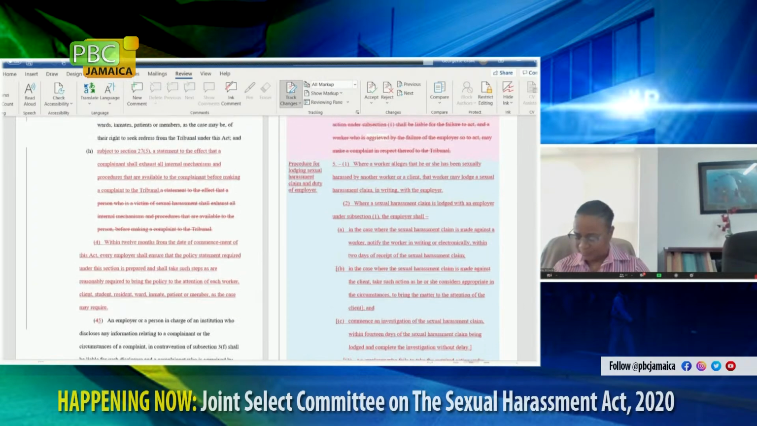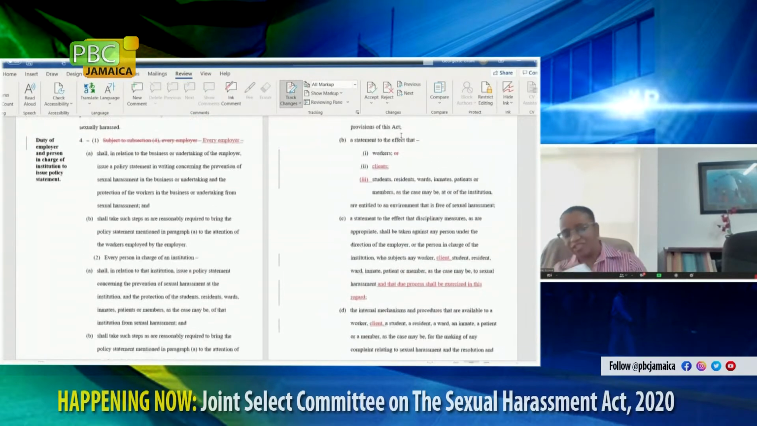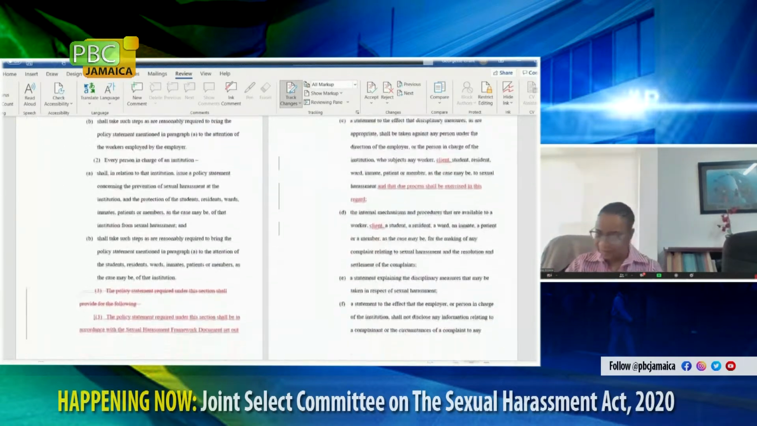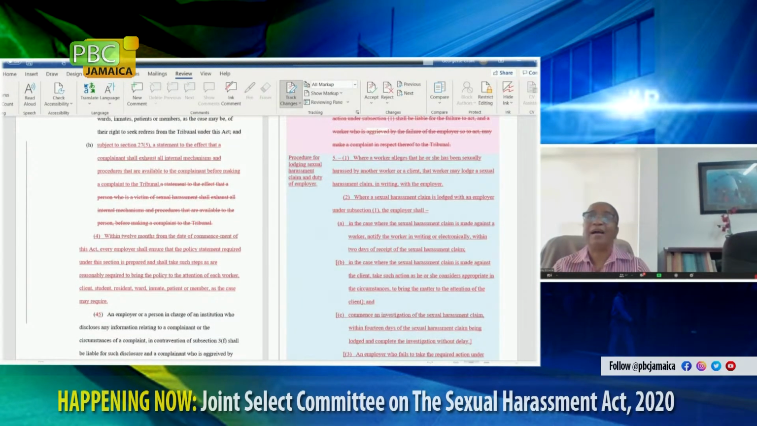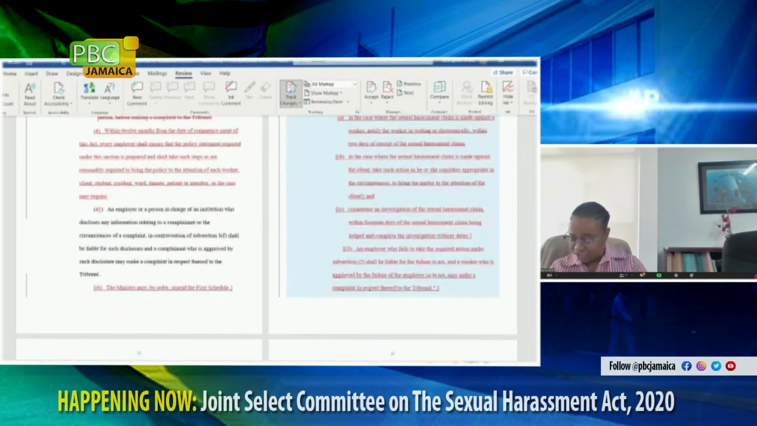Then I think it was a concern that was raised by Senator Campbell Rodriguez with respect to the transitional period for having this framework document, this policy document ready. And as a result, the technical team inserted a new subclause 4 to read: Within 12 months from the date of commencement of this Act, every employer shall ensure that the policy statement required under this section is prepared and shall take such steps as are reasonably required to bring the policy to the attention of each worker, client, student, resident, ward, inmate, patient, or member as the case may require.